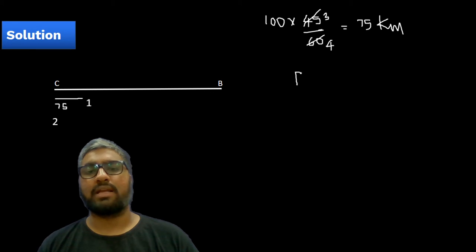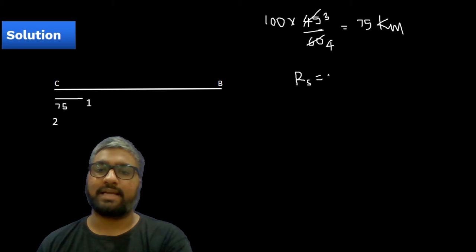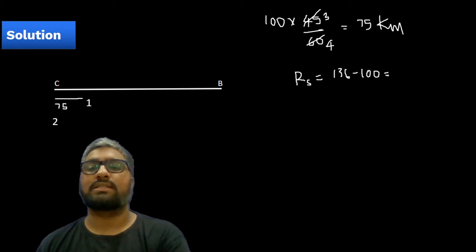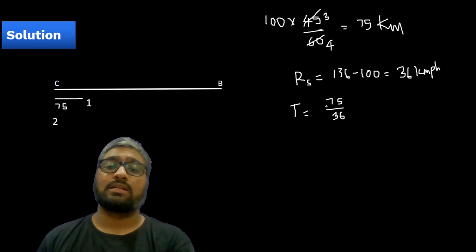What should happen to their relative speed, guys? They should be subtracted. Exactly, right? So 136 minus 100 would be what? 36 kilometers per hour, right? So their relative speed now is 36 kilometers per hour. So the time taken would be how much? The distance is 75 kilometers and their speed is 36 kilometers per hour. Now what do we have to do?